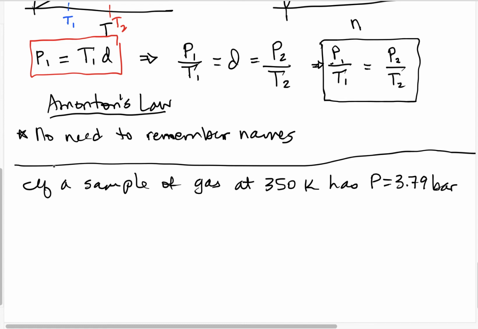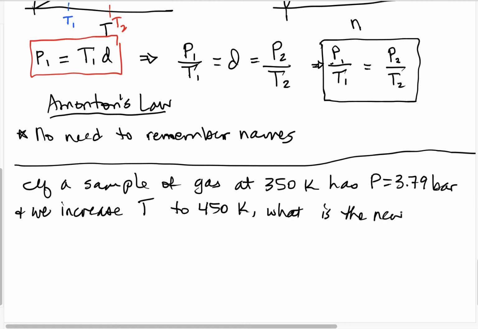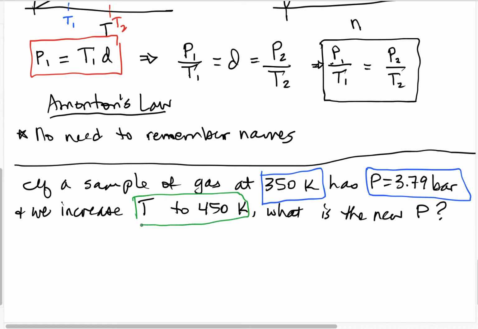So if we have this sample of gas at 350 degrees, has a pressure of 3.79 bar, and we increase the temperature to 450 degrees, what is the new pressure? All right, so we can see again that this uses Amonton's law. We have a temperature that is related to a pressure, and then we have a new temperature, and we need to calculate a new pressure. So make sure that you pair things up appropriately.